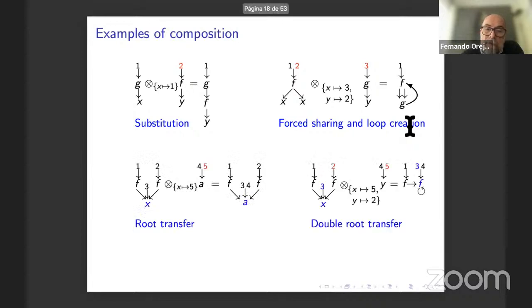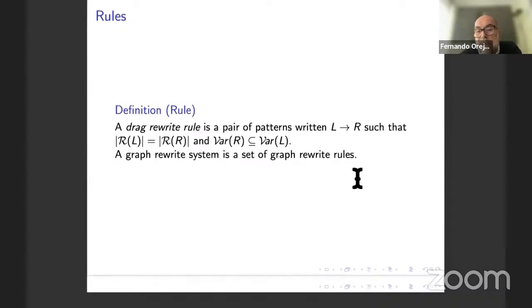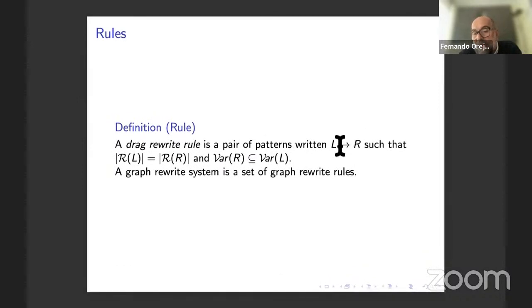So, well, we have a couple more, but I think there is no need to look at them in detail. And then a rewrite rule is, as expected, just a pair of drags that we write as usual L arrow R, such that the roots of L and the roots of R coincide, and the variables of R are included in the variables of L.